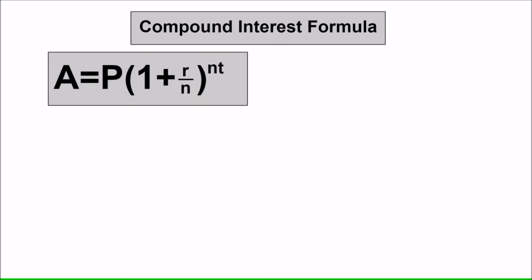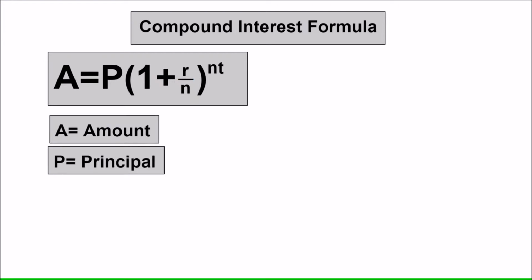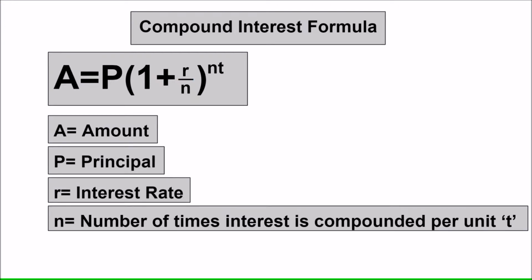Okay, so first of all, we're going to look at the compound interest formula, which is A equals P times (1 plus r over n) to the power of nt, where A is the amount, P is the principal, r is the interest rate, n is the number of times interest is compounded per unit, and t is the time itself. Now this could be in years or whatever the question requires.